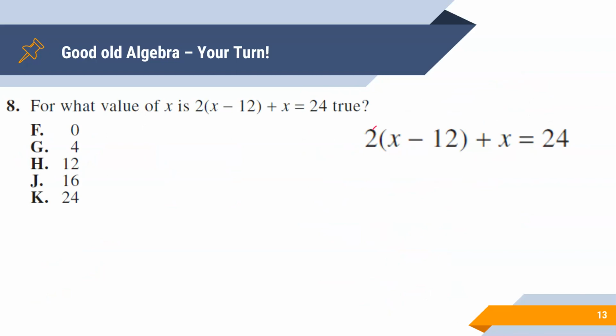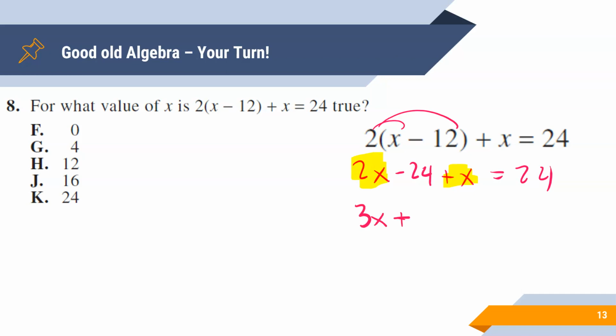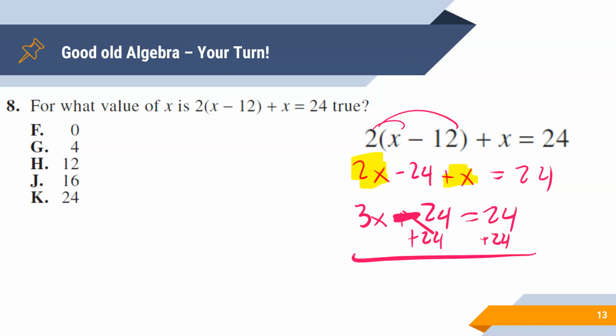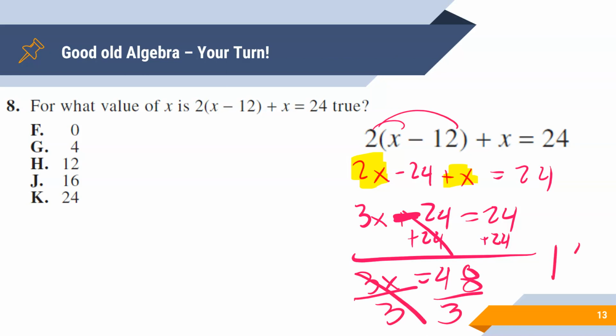Okay, here's your problem. All right, well, distribute the 2. Combine these two x values. Add 24 to both sides. Divide by 3. And we get 16 for an answer.